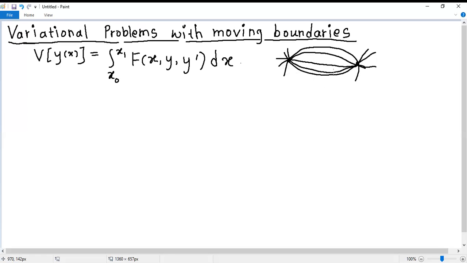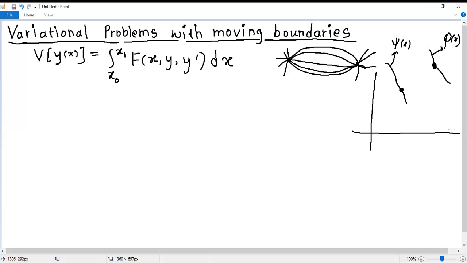Now in variational problems with moving boundaries, we have seen that there are two curves, and point B and point A, basically the two endpoints of the extremal, are allowed to move on these curves. Let us suppose this point is allowed to move on the curve xi of x, and this point is allowed to move on the curve phi of x. This is our point x naught, and this is the point x1, and this is the extremal curve. This endpoint B is allowed to move on the curve phi of x, and these are the variational problems with moving boundaries.